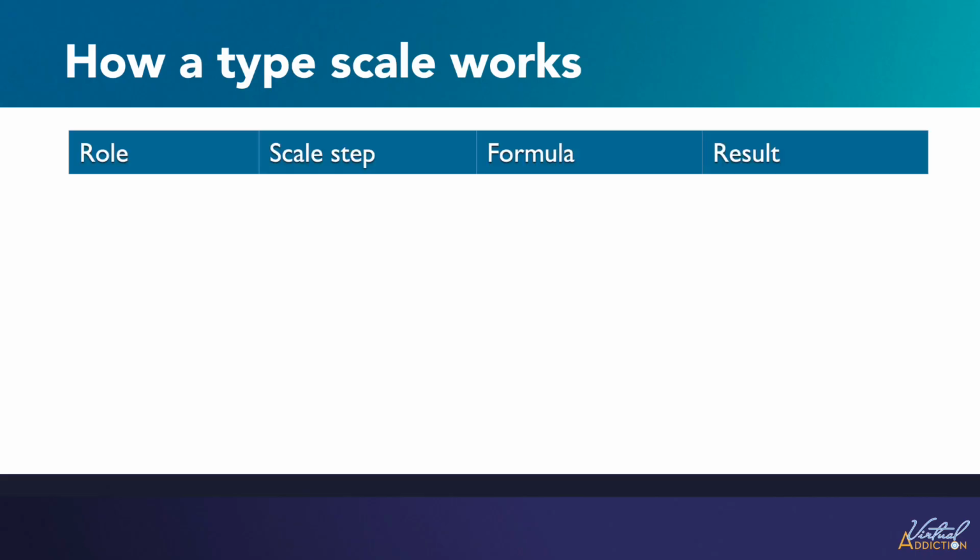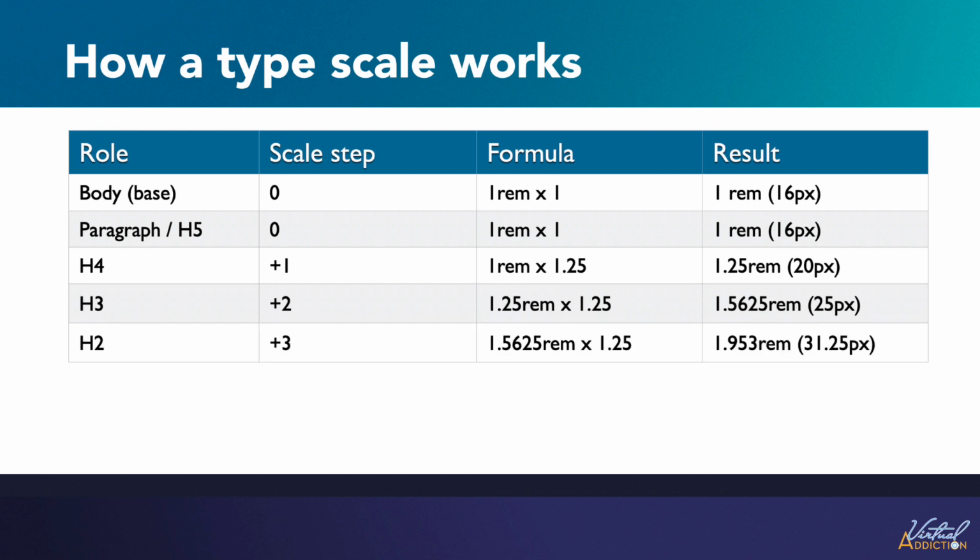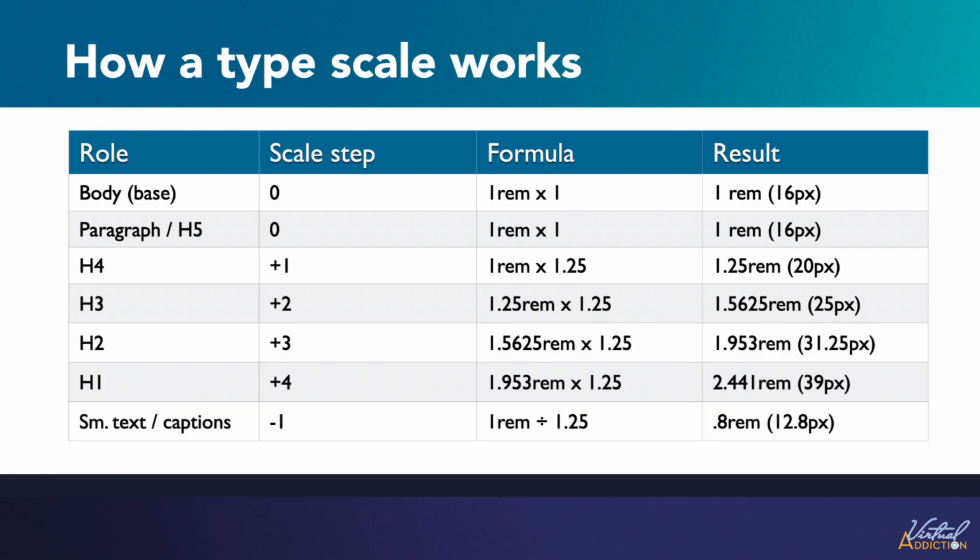Here's an example of how type scale works. When we use type scale, we start with a base font size. This is usually the body text. The other font sizes are calculated by multiplying that base by a scale factor. We refer to this as a ratio. In this example, you can set your base font size to 1 rem, which typically is equal to 16 pixels. And in this table, I'm showing you the results if we use a scale of 1.25.